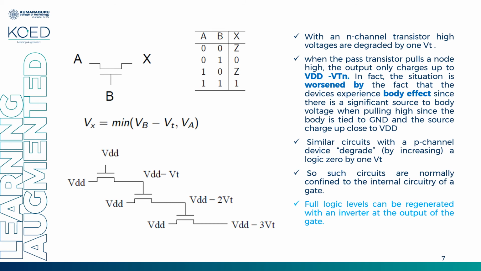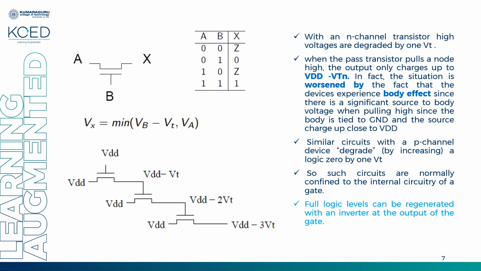So this is a pass transistor. Your B is a control signal, A is the input and X is the output. And with the N channel transistor, high voltages will be degraded by one threshold, which you have seen in the first slide when we were justifying why it cannot pass a strong 1. So whenever I give a high voltage, it will be degraded by one threshold.